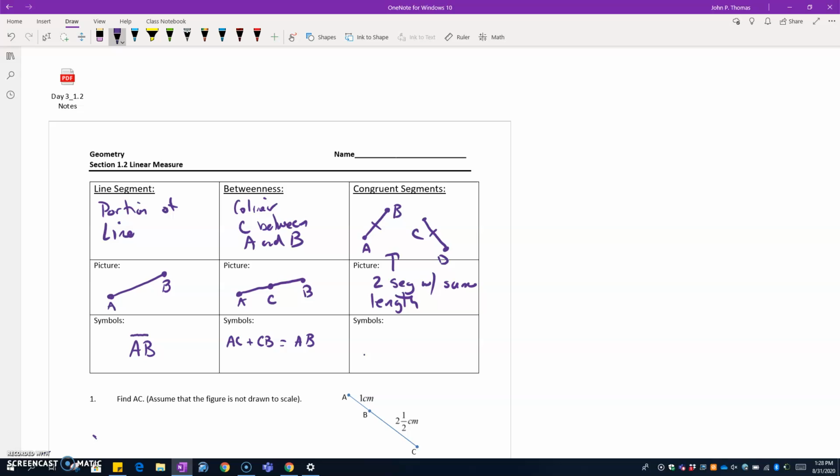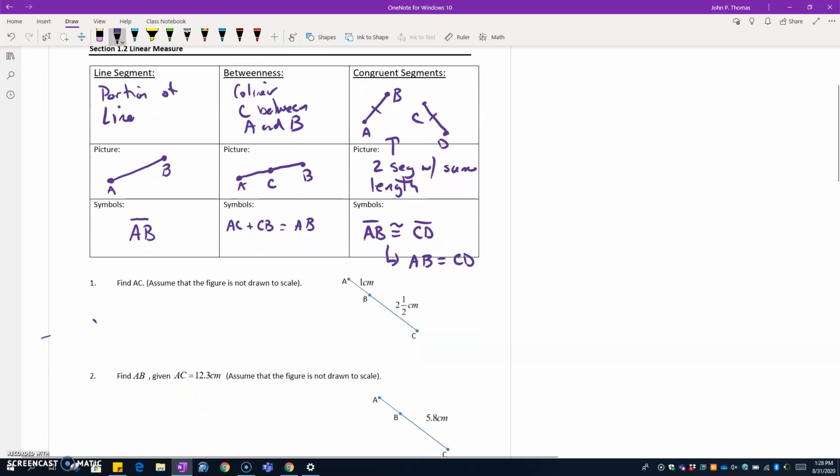So the symbol to say this, if I want to say segment AB is congruent to CD, is like an equal sign with a little squiggle above it for congruence. So AB is congruent to CD, which for line segments really just means the length of AB equals the length of CD. And notice when it's length, we don't put the marking on top, but when it's the actual object itself, we do. Now, where these get used tend to be in problems revolving around betweenness and segment addition.